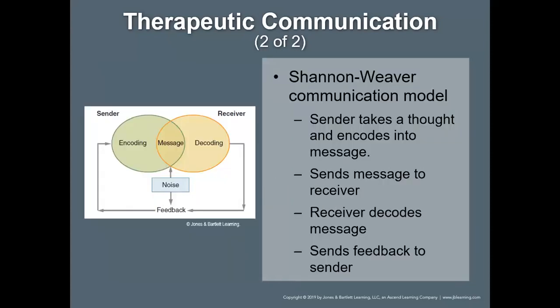Now, the Shannon-Weaver communication model is a very popular communication model. It focuses on a sender, right? And the sender takes a thought and encodes it, or changes and forms it into a message. That message is then sent to the receiver. The receiver breaks down the message, or decodes the message, and then sends a response back to the sender.